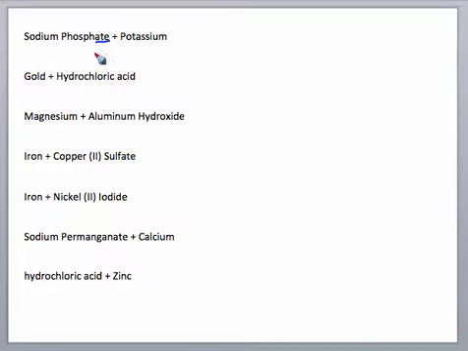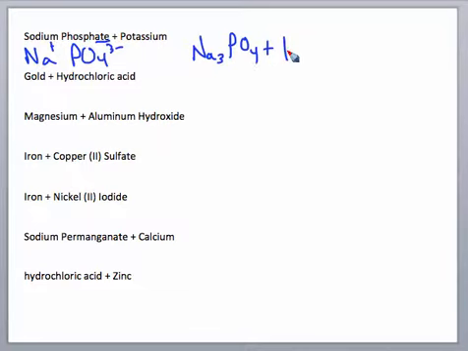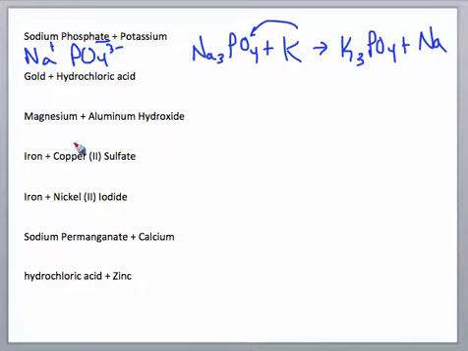Sodium phosphate, ATE ending, so that's PO4, 3 minus charge. Sodium, 1 plus charge, so when we crisscross we would have Na3PO4 plus potassium. So potassium will form a compound with the phosphate, so we have K3PO4, and then sodium gets kicked out on its own. Let's balance that. We will put a 3 in front of the potassium and a 3 in front of the sodium. Alright, so let's move on.